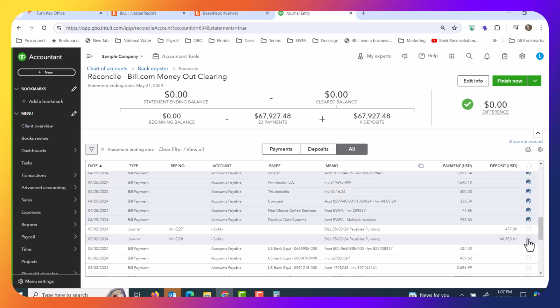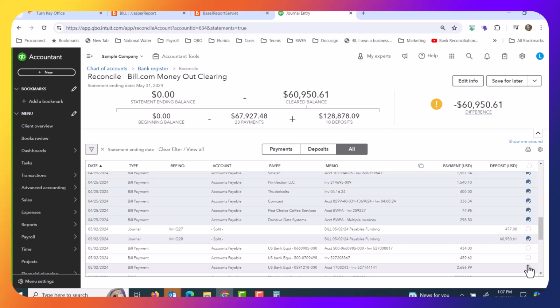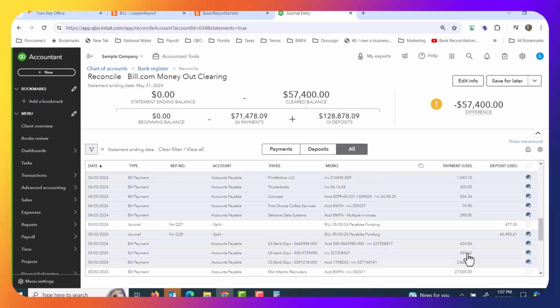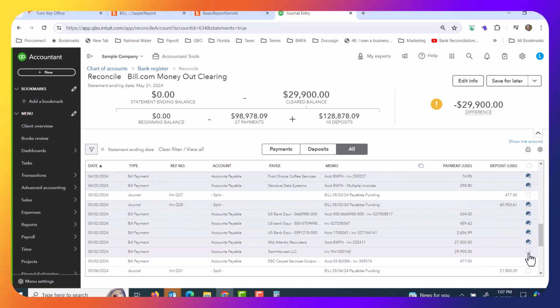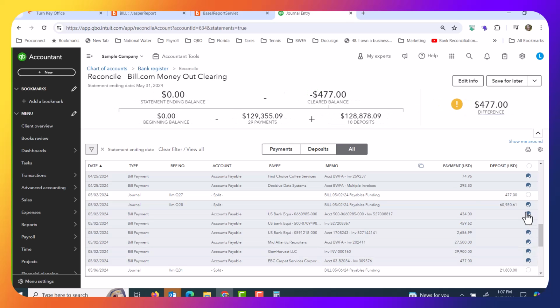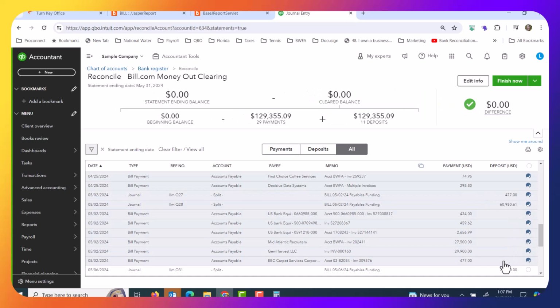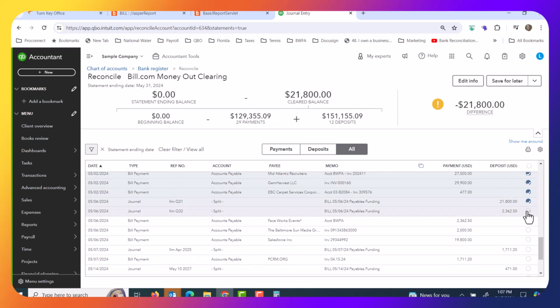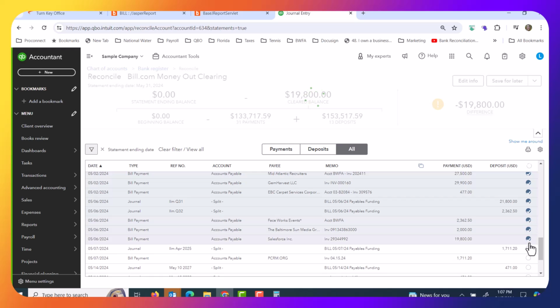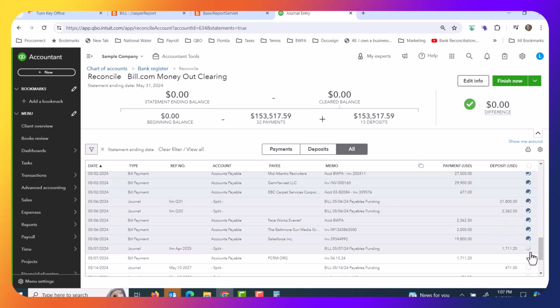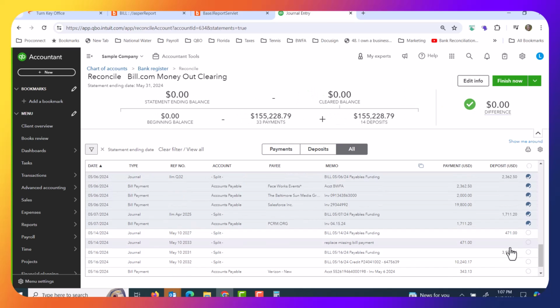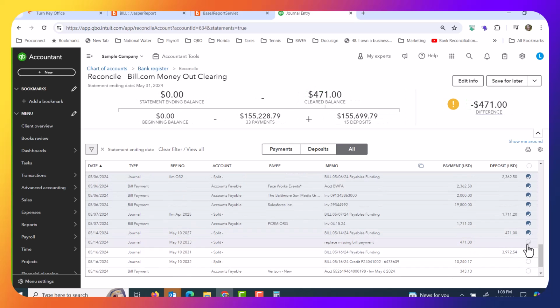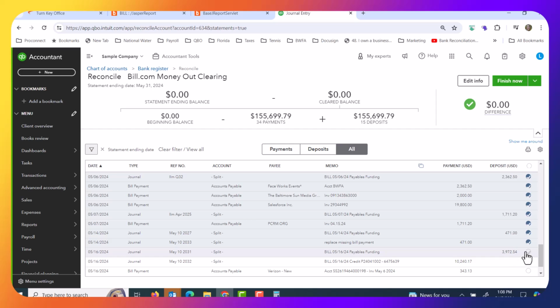So if we continue on, we have this funding event on 5/2. We have various bill payments all on 5/2, 5/2, 5/2. All of these clear. Okay, so we have this one and this one. Those clear. This one clears.